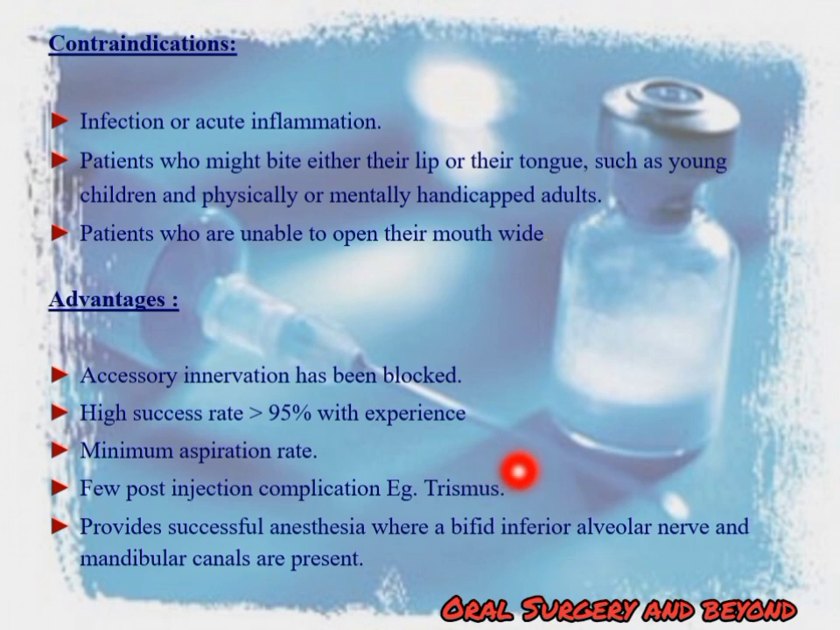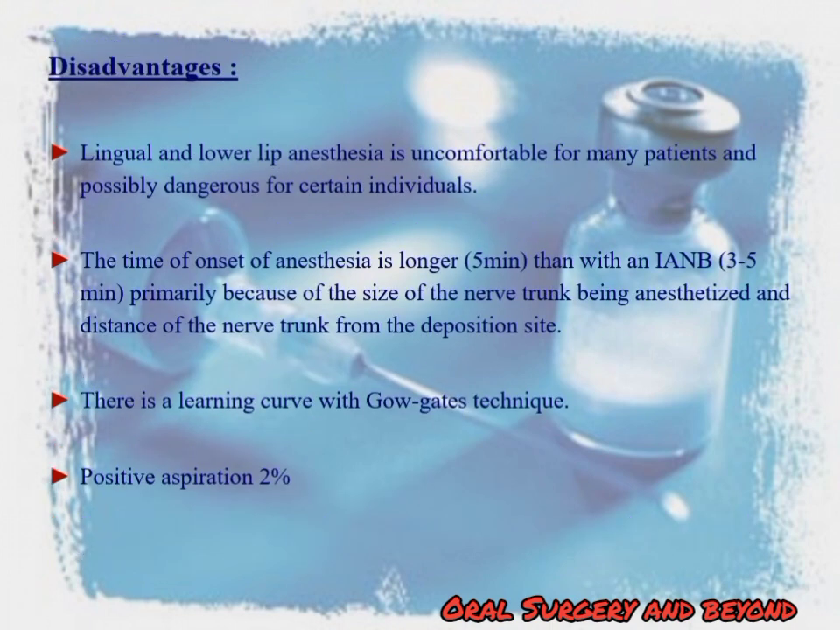We are bypassing the muscle also, so it will reduce the chances of trismus, and provide successful anesthesia when a bifid inferior alveolar nerve and mandibular canal are present. In anatomical variations, if they happen in some cases, then also it will work nicely.